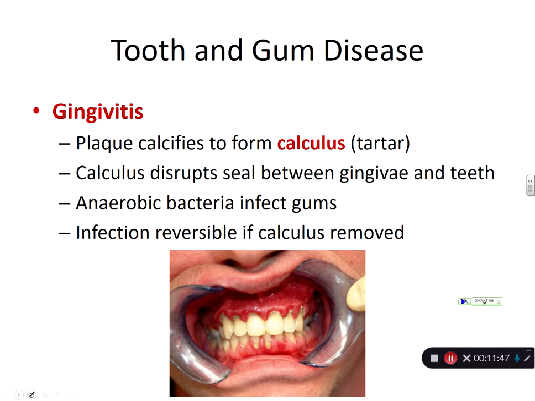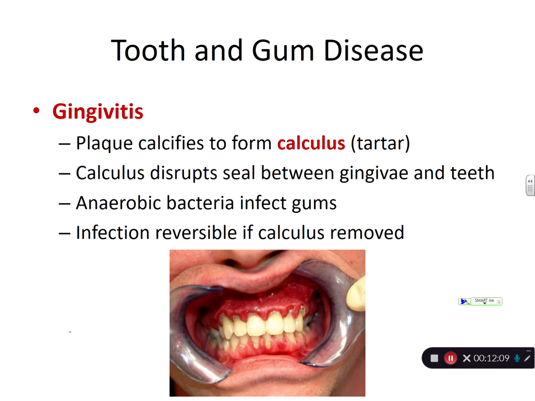The problem with tartar is that it gets in the gingival sulcus and it disrupts the seal between the gum and the tooth. You get a lot of bacteria in there, especially anaerobic bacteria, and it can cause an infection in the gums, which is gingivitis. Your gums get red and angry and swollen, like you can see in this picture.